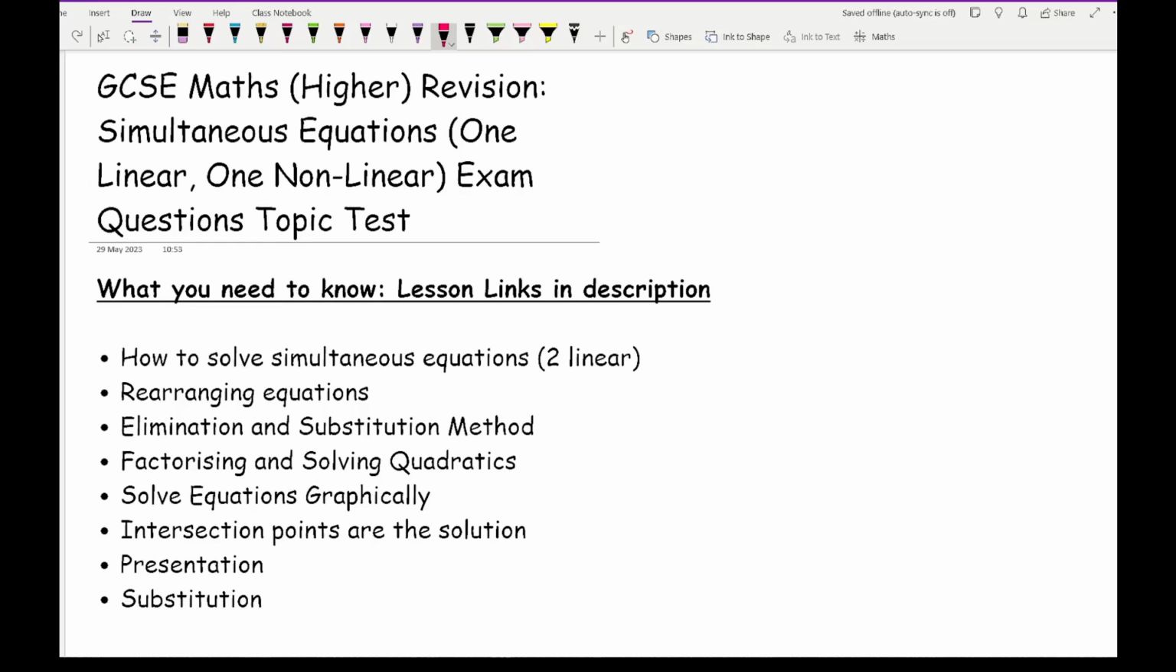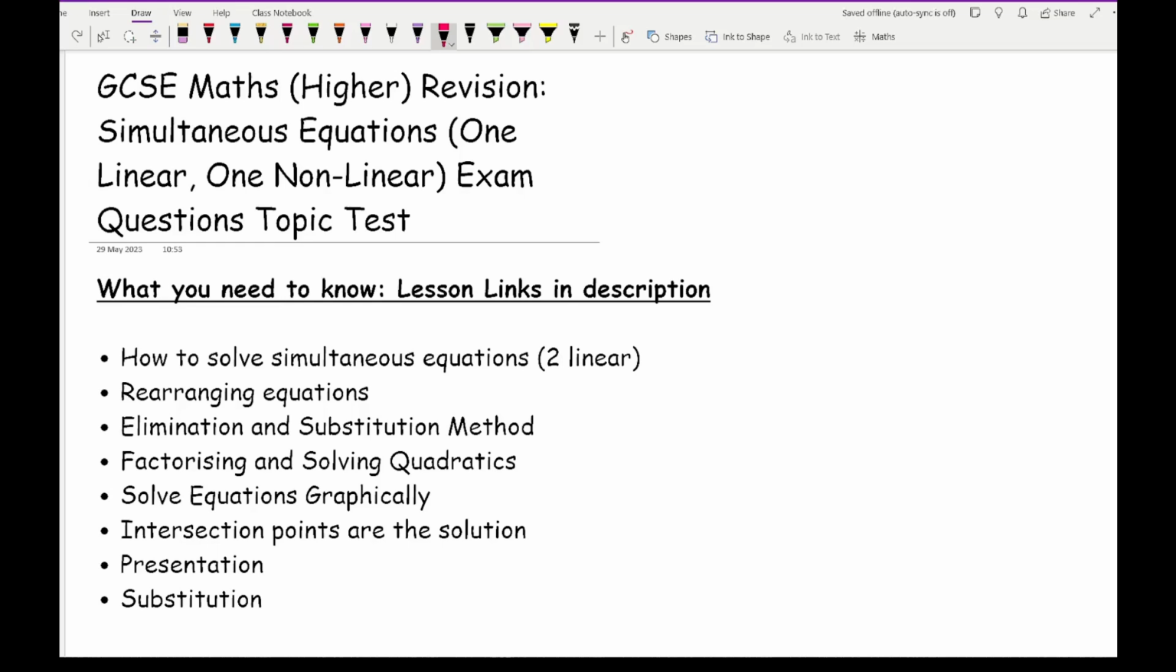So the first thing you need to be aware of and be comfortable with is working with simultaneous equations where you've got two linear equations. This is the basics of simultaneous equations, so it's really important that you do know how to work with those. The next thing is rearranging equations. So again, be familiar, know how to do that and when to do that.